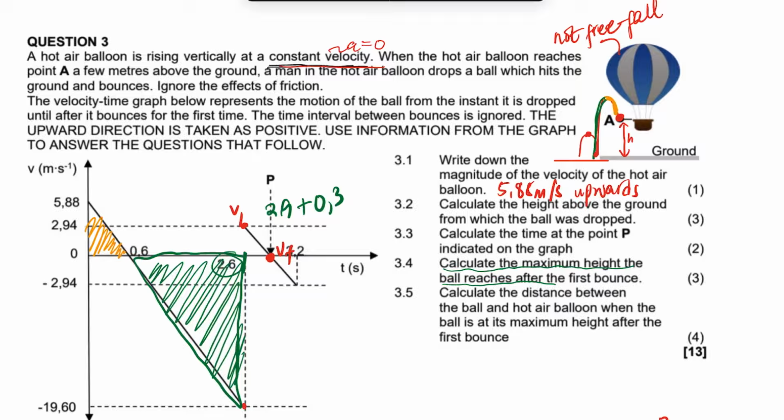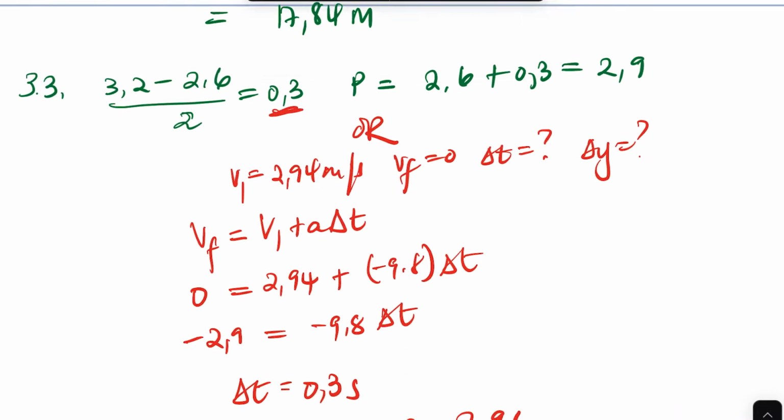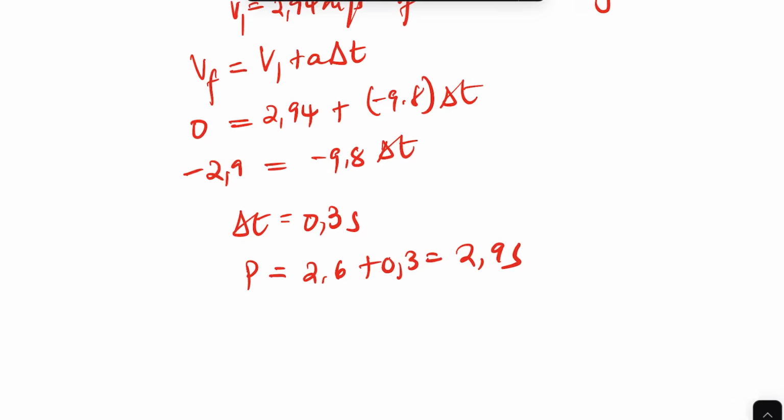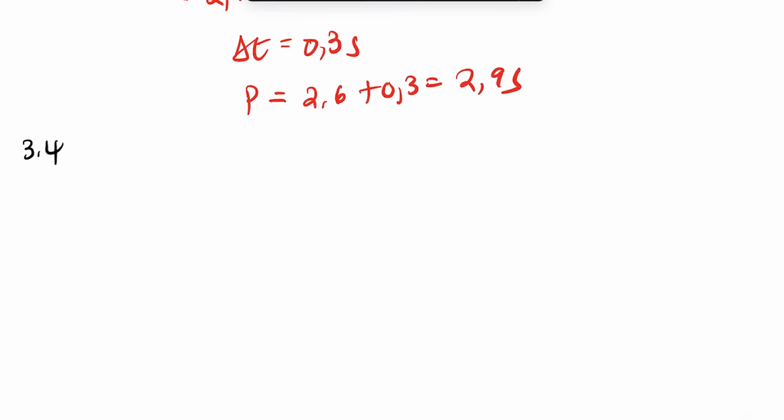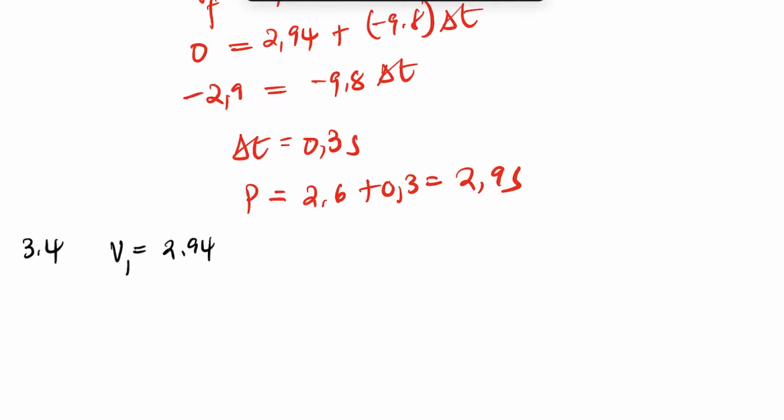So the maximum height we can calculate using the area there as well. We'll use the same, and I'll show you different ways to do that. So let's take the black now. It's 3.4. So what do we have? We still have the initial velocity, which is 2.94 meters per second, and the final velocity is 0.